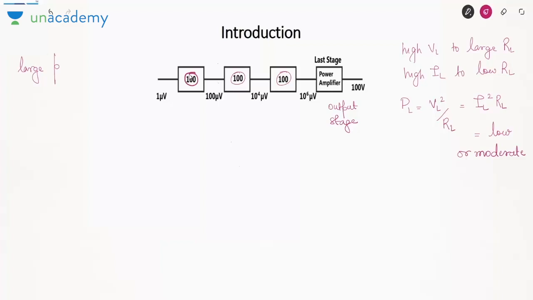So what is meant by power amplifier? The amplifiers used in the last stage or the output stage to deliver large power to the load. A normal amplifier is not capable of handling a large amount of power, and that power is delivered by your power amplifier. Now the output resistance must be low.